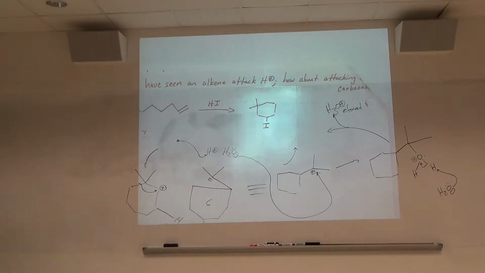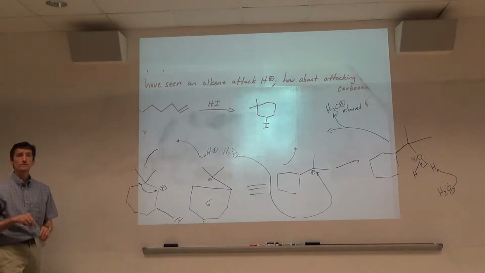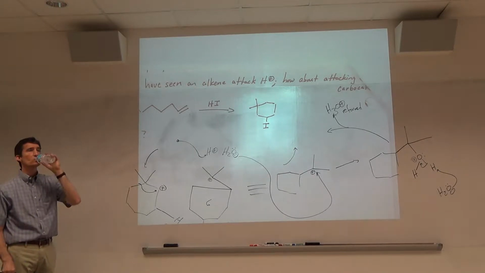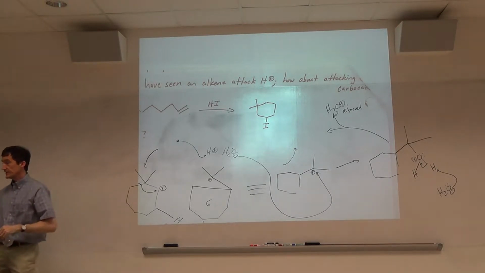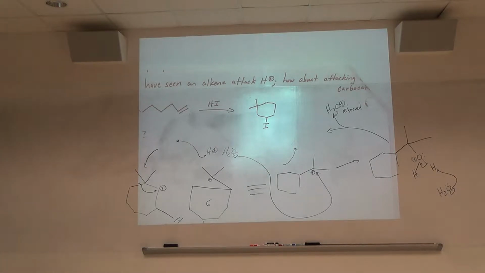Why do the electrons of an alkene attack H plus? It's positive, and the alkene is electrons. Minus likes positive. That's organic chemistry, all right?